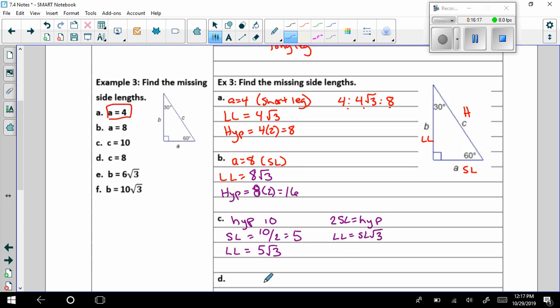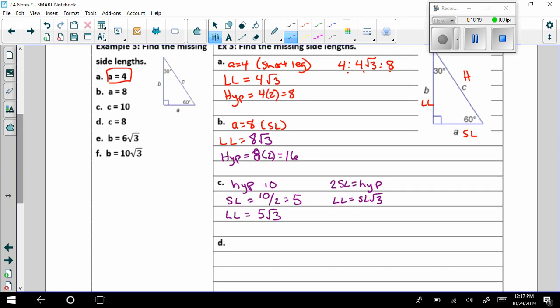All right. So you can work from any side that you're given. So in this case, if your hypotenuse, or C, is 8, your short leg is 4. Good. And then your long leg is 4 root 3.